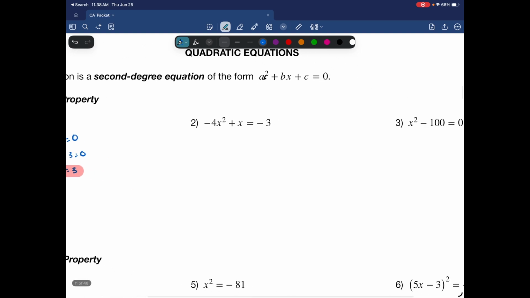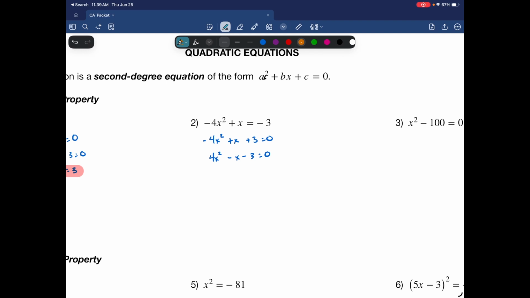On number 2, the first thing you want to do, if it's not already, is get everything to the same side. So you have negative 4x squared plus 4x plus 3 equals 0. We also want that first term to be positive, so I'm going to multiply everything by negative 1. This gives 4x squared minus x minus 3 equals 0. You could have also solved this by moving everything to the right first, but it's a preference thing, really.